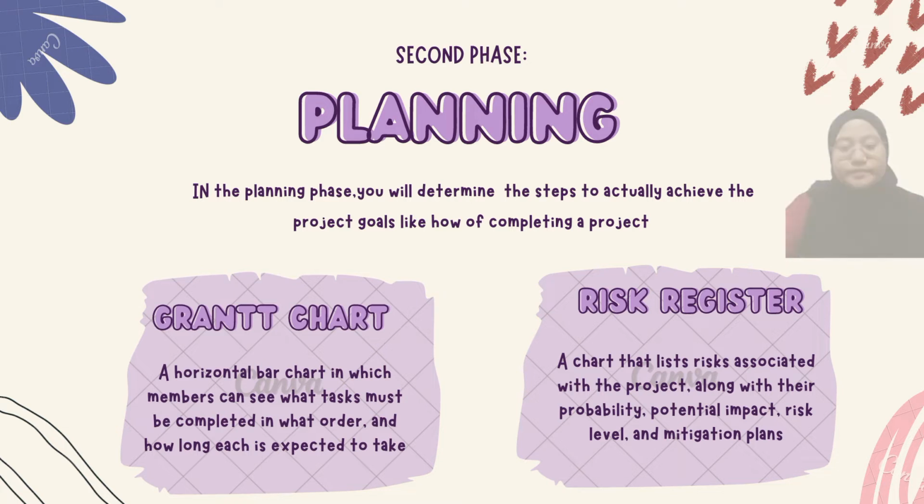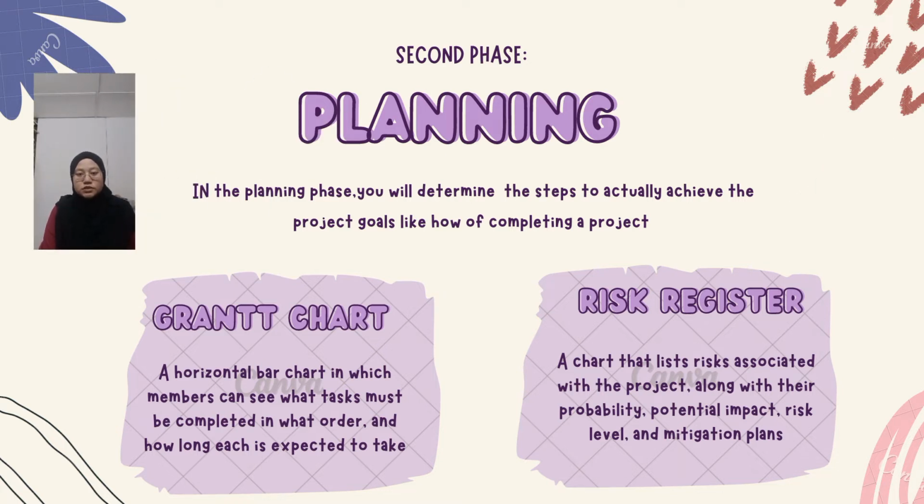There are a few tools that we might use in this phase, which is the Gantt chart. A Gantt chart is a horizontal bar chart in which members can see what tasks must be completed in what order and how long each is expected to take. Then the second one is the risk register. A risk register is a chart that lists risks associated with the project along with their probability, potential impact, risk level, and mitigation plans.